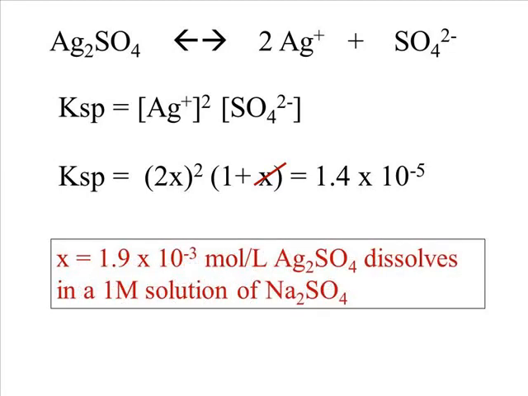gives you an x of 1.9 times 10 to the negative 3 moles per liter that dissolves in 1 molar solution. If you had found the amount that dissolved without the common ion, you would find that it would be more.